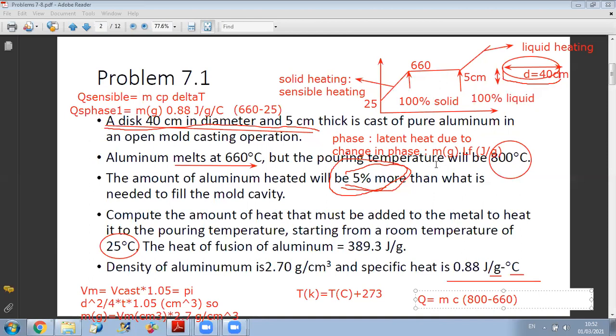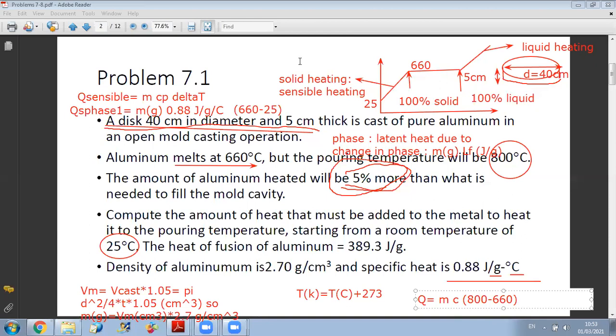It's to be noted here that since we considered the specific heat constant, we could have calculated directly the total sensible heat. Because as you can see here, for the first one, it was MC times 660 minus 25, while for the other one, it was MC times 800 minus 660. Since MC is common between the two, then you can see that 660 will cancel out. Because in total, if you sum Q1 plus Q3, you will get MC times T final minus T initial, which is 800 minus 25. Okay, I repeat because I considered constant specific heat.